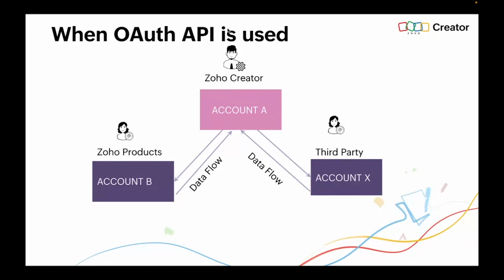So if you want the data flow to happen between account A and account B, then we can make use of OAuth API. And also on the right-hand side, you could see the data flow between account A and the third-party application, that is account X. So in this case, we make use of OAuth API for the data flow to happen.